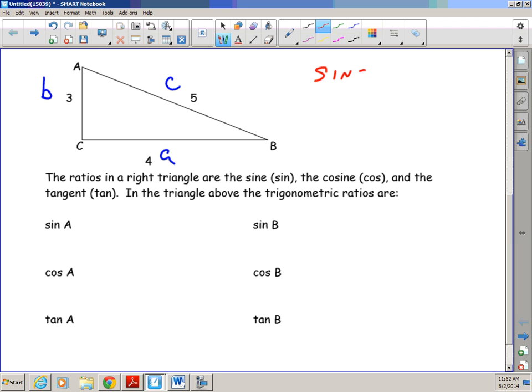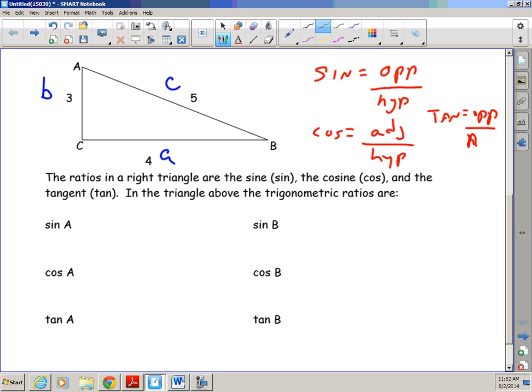Sine is a comparison of the opposite side to the hypotenuse. Cosine is a comparison of the adjacent side to the hypotenuse. And tangent is a comparison between the opposite side and the adjacent side. Okay. So how do we do this? It's actually a very straightforward ratio.